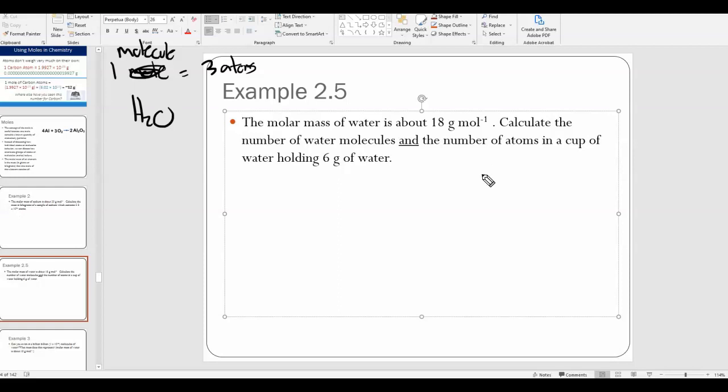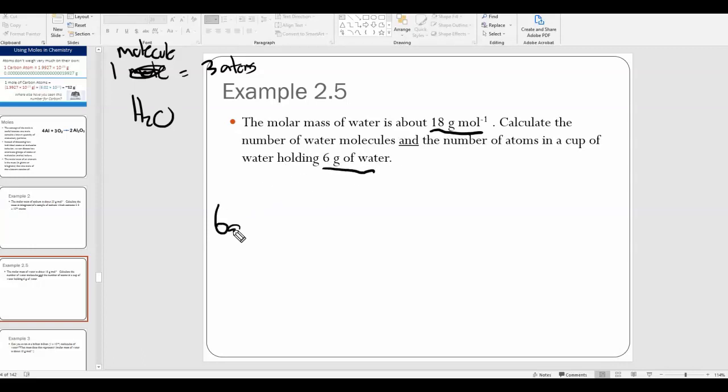Okay, so here we have the molar mass of water is 18 grams per mole. Again, molar mass is a conversion factor. That's not something you start with. That is not a given. That is a conversion factor. We are asked to calculate the number of water molecules and atoms in a cup of water holding 6 grams of water. So we have 6 grams of H2O.